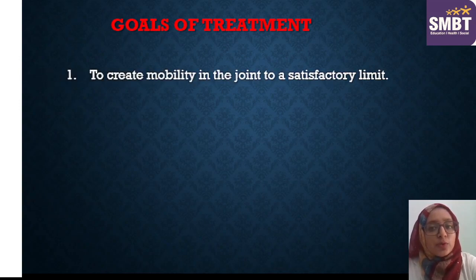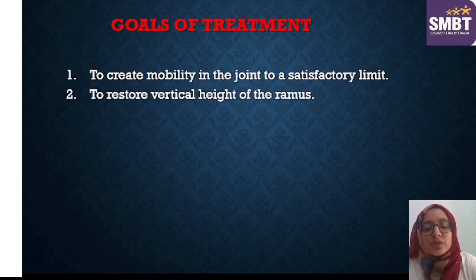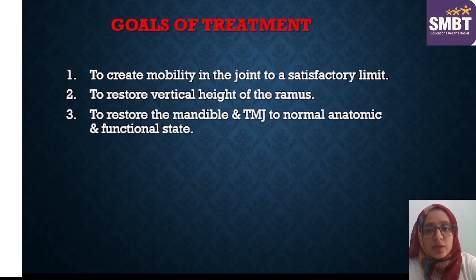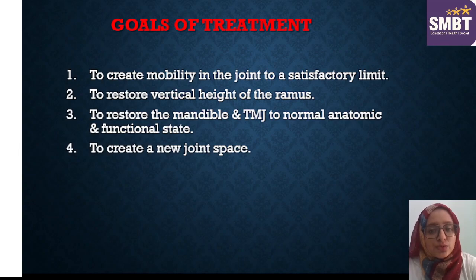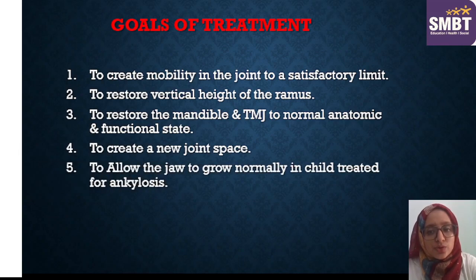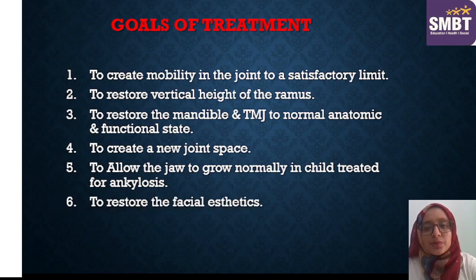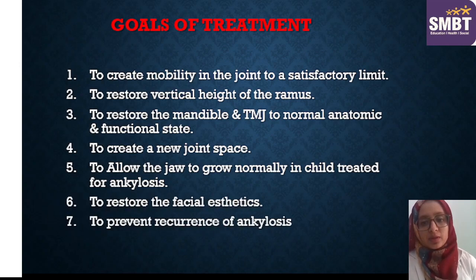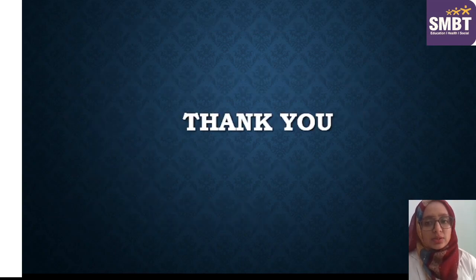First is to create mobility in the joint to a satisfactory limit, to restore vertical height of the ramus, to restore the mandible and TMJ to a normal anatomic and functional state, to create a new joint space, to allow the jaw to grow normally in a child treated for ankylosis, to restore the facial aesthetic, and to prevent recurrence of ankylosis. These are our goals.